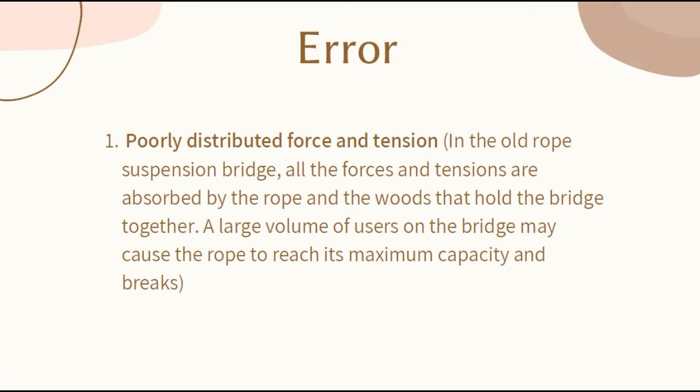For the error part, I identify one error which is the poorly distributed force and tension. In the old rope suspension bridge, all the forces and tension are absorbed by the rope and the woods that hold the bridge together. A large volume of users on the bridge may cause the rope to reach its maximum capacity and break eventually.